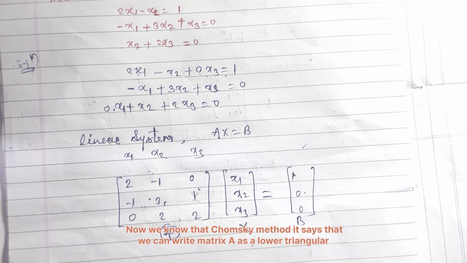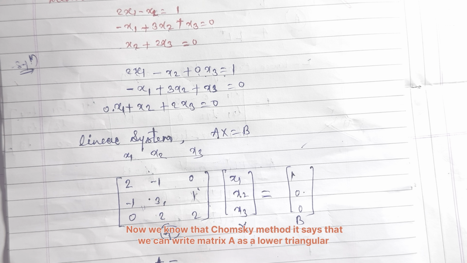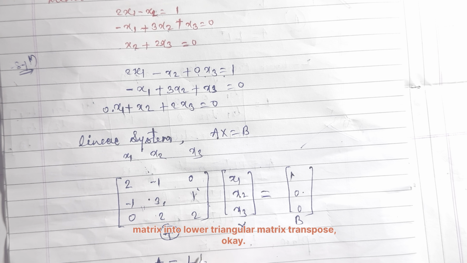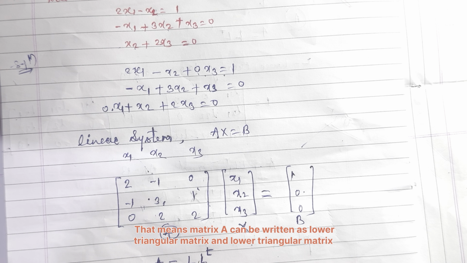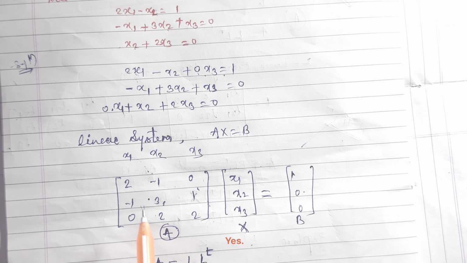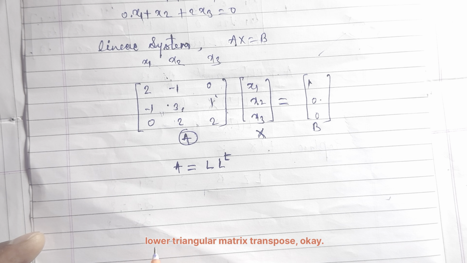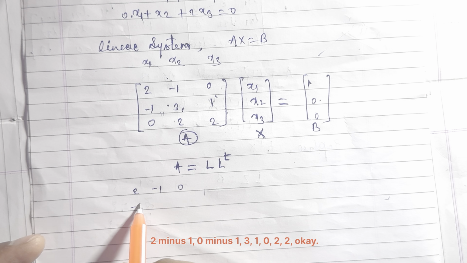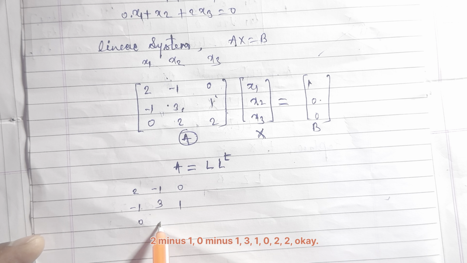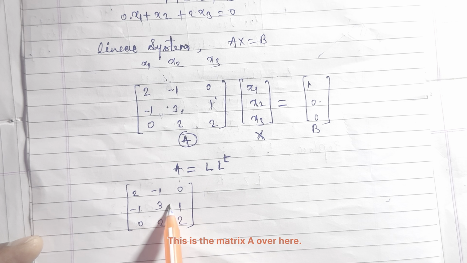Now we know that the Cholesky method says that we can write matrix A as a lower triangular matrix into the lower triangular matrix transpose. That means matrix A can be written as a lower triangular matrix and the lower triangular matrix transpose. So I'm going to write this matrix A, 2 minus 1 0, minus 1 3 1, 0 2 2, in the form of a lower triangular matrix and lower triangular matrix transpose. This is the matrix A over here.